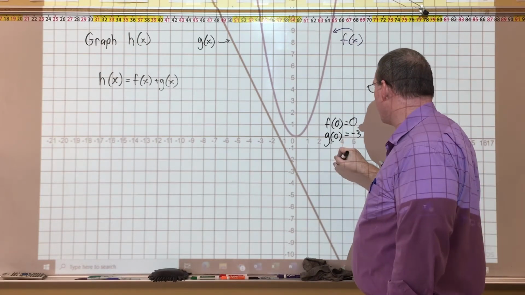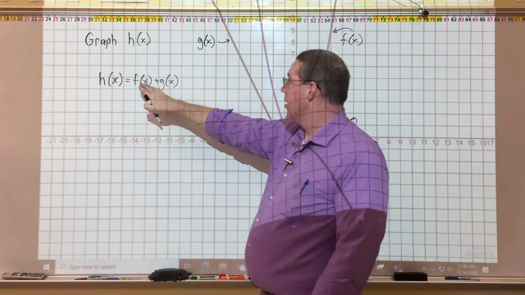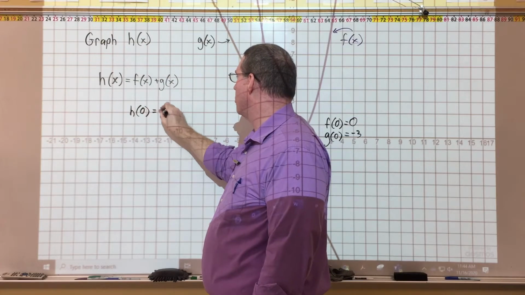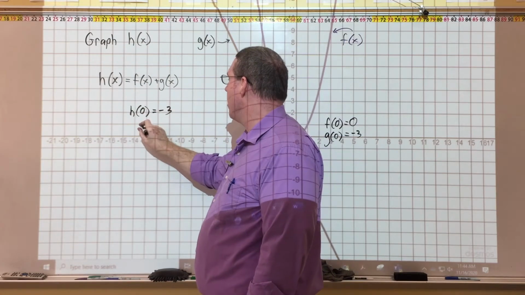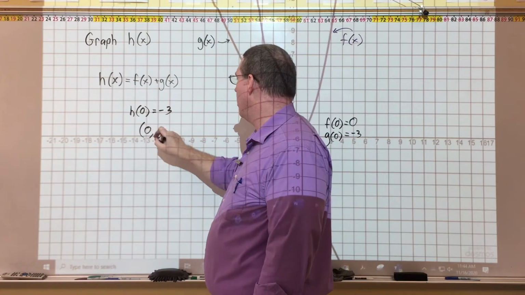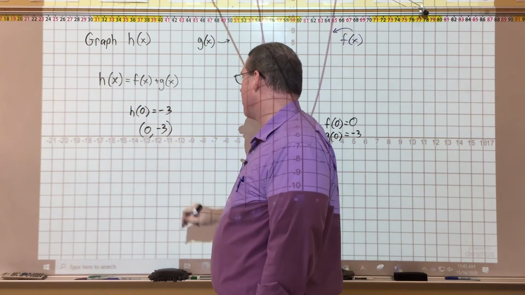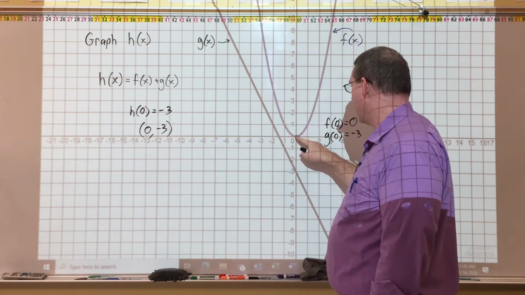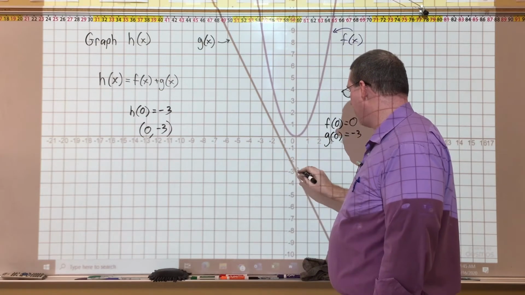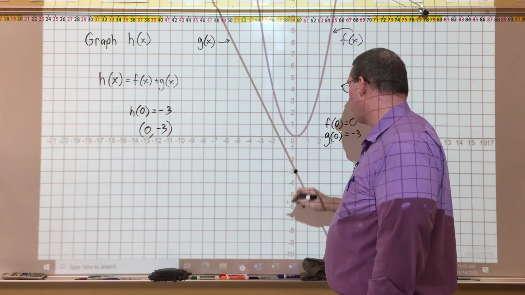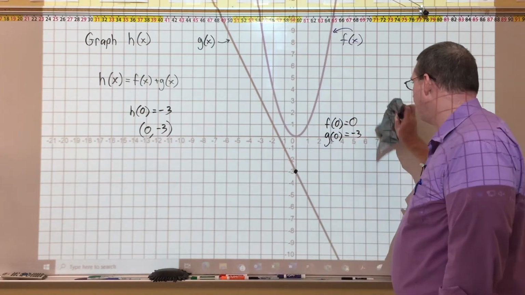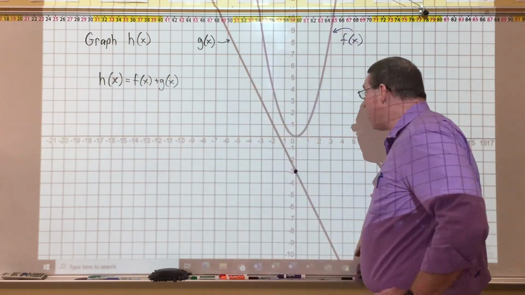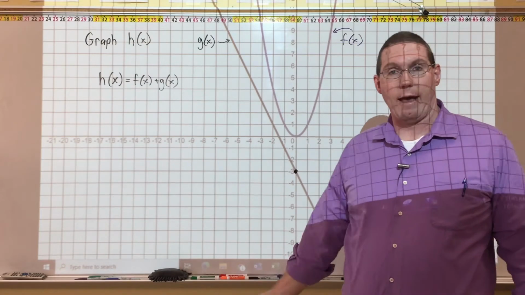And what that means is that if we were to add these two together, we'd get 0 plus negative 3. So h of 0 is equal to negative 3. And that means that when x is 0, y, or h of x, is equal to negative 3. So we can plot the point 0, negative 3. So from here, 0, and then negative 1, negative 2, negative 3. The graph of this function is going to go through that point right there. Okay? All right?